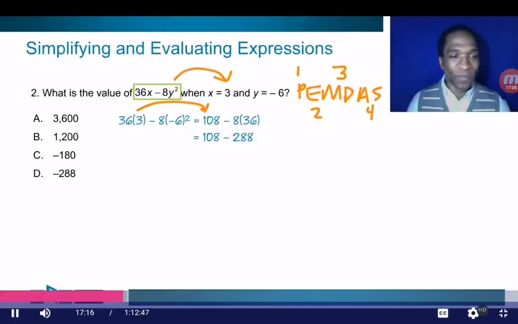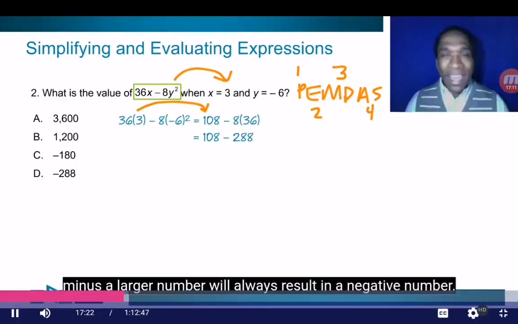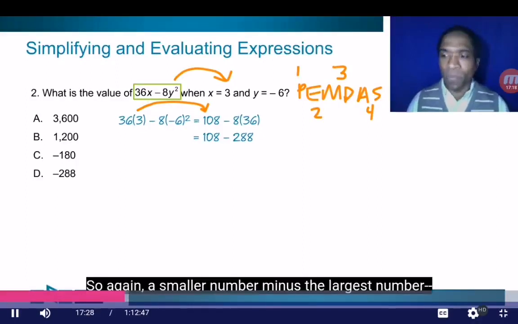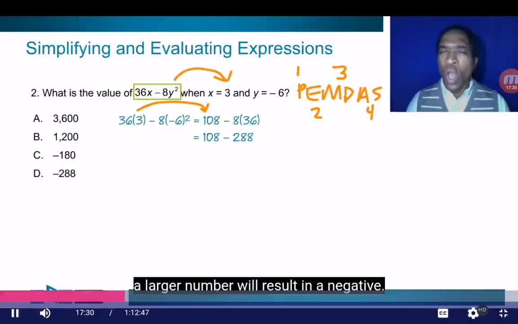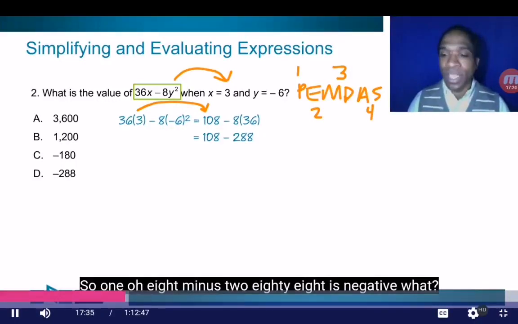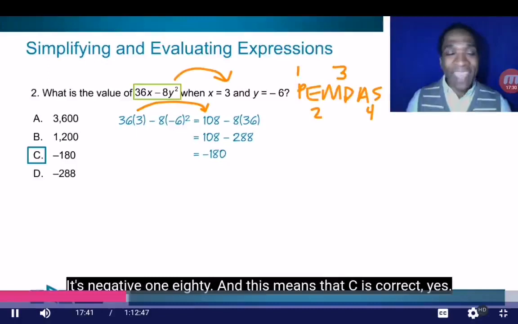There we go. Now, one thing to keep in mind is that a smaller number minus a larger number will always result in a negative number. So again, a smaller number minus a larger number will result in a negative. So 108 minus 288 is negative what? It's negative 180. And this means that C is correct.